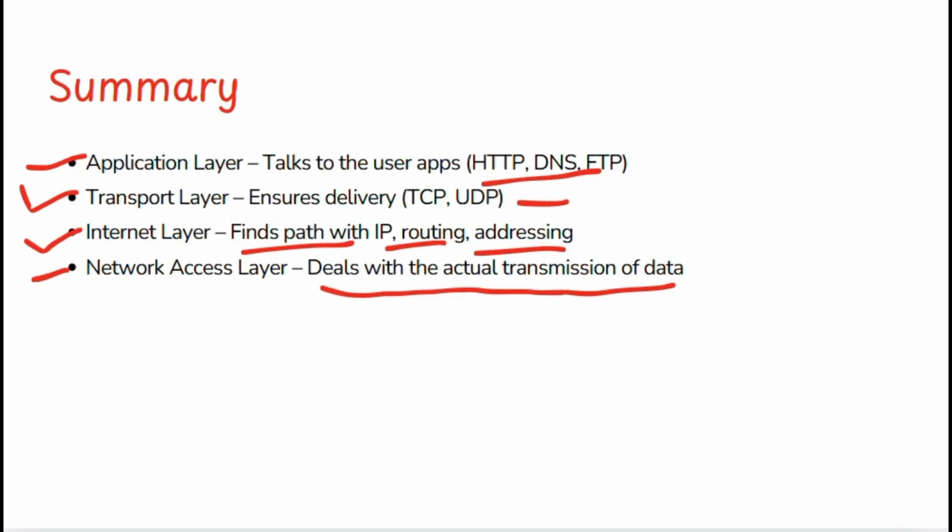So the TCP/IP model is simpler, and that's why it is more commonly used in real world networks.